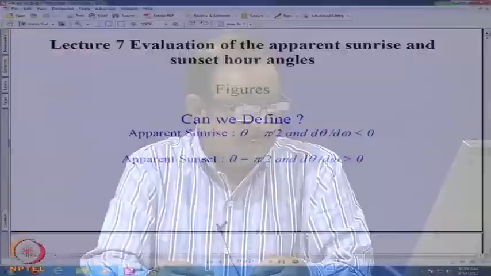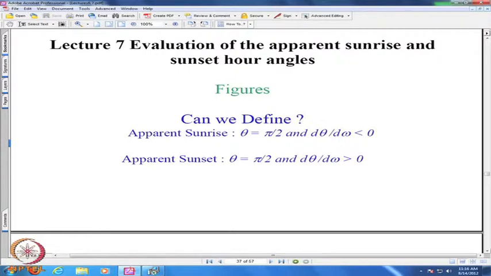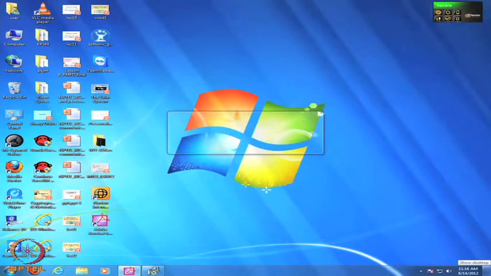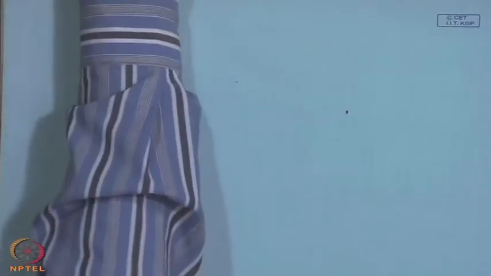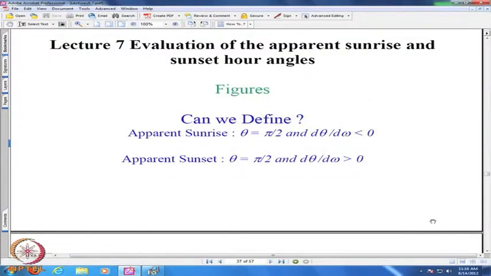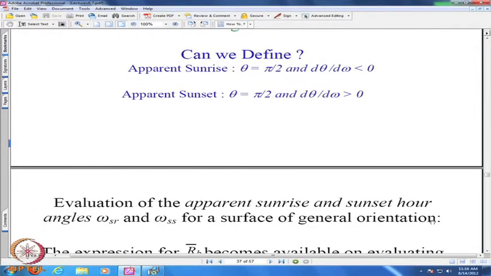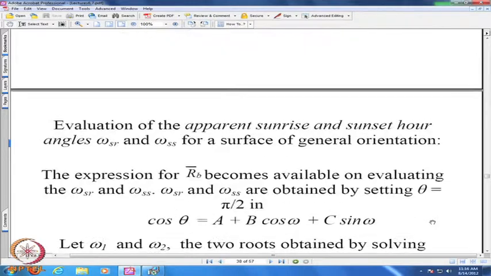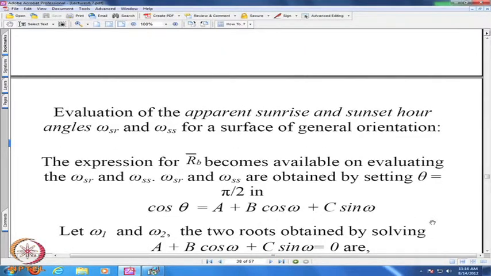So, these are the two definitions which we have to use. Theta is equal to pi by 2 and rate of change is negative according to our convention as far as d theta d omega is concerned. How do I evaluate it? And why this fallacy? Why for a south facing surface we do not have the problem, but why are we having a problem once gamma is not equal to 0?